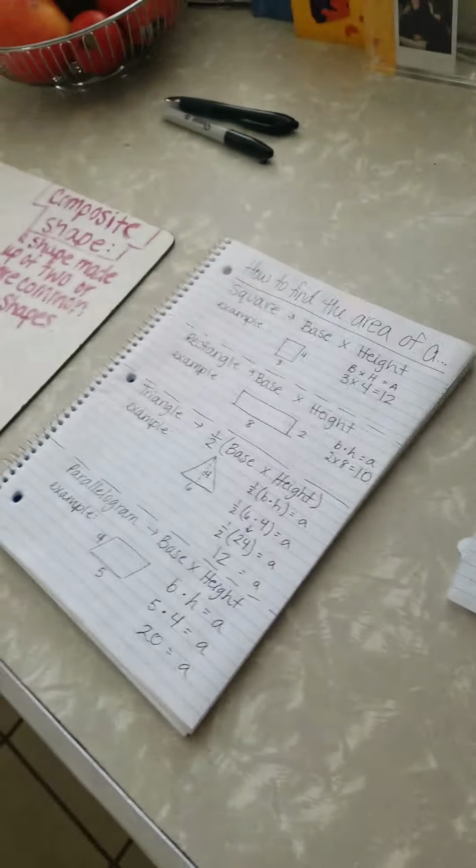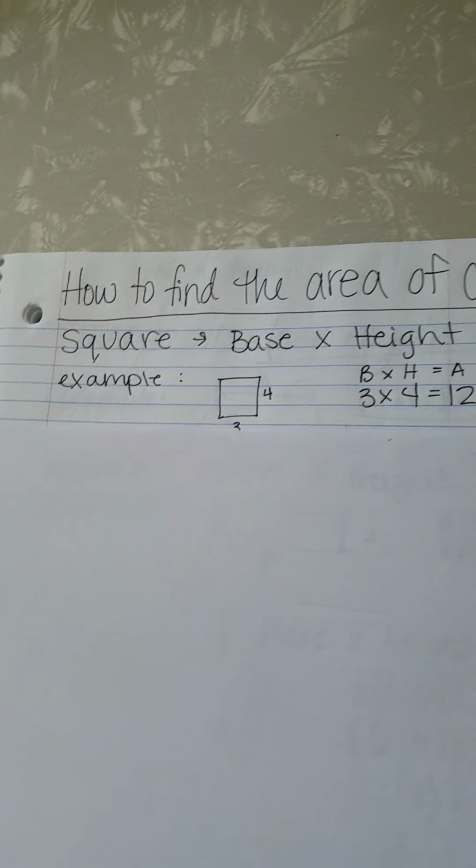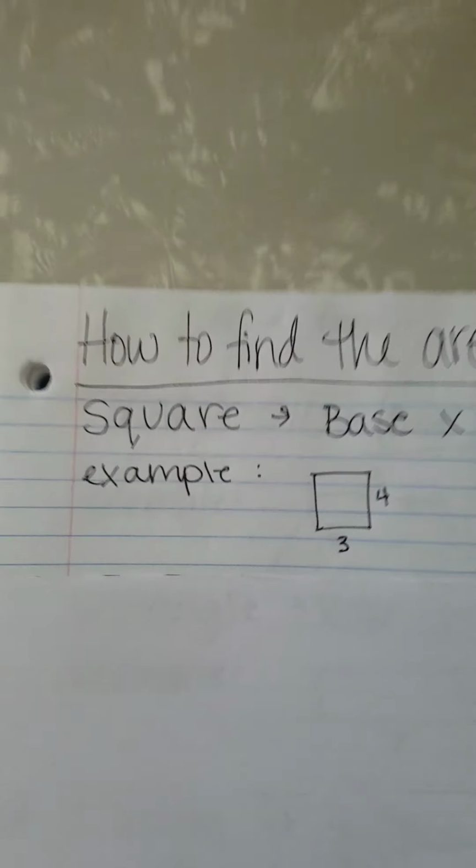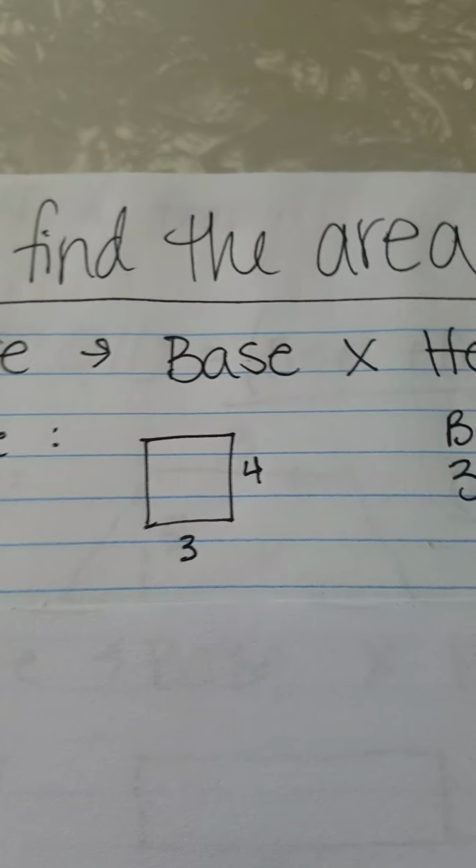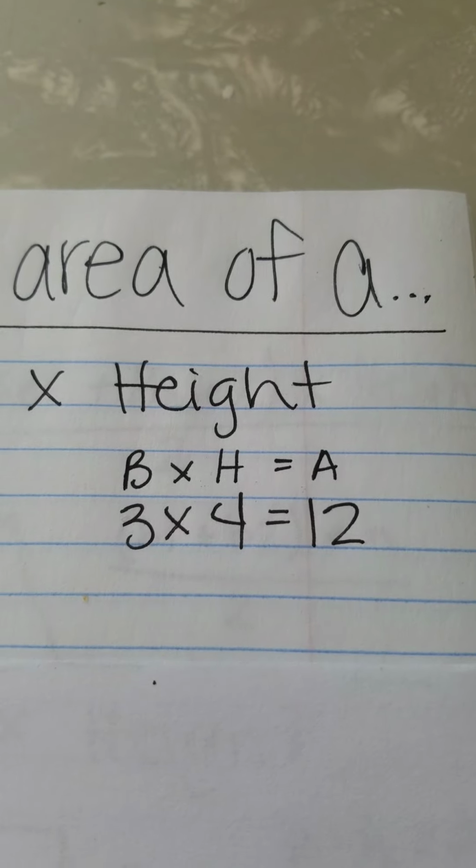First one that we are going to be talking about is a square. Again, the formula is base times height. Here's a square, base of 3, height of 4. 3 times 4 is 12.